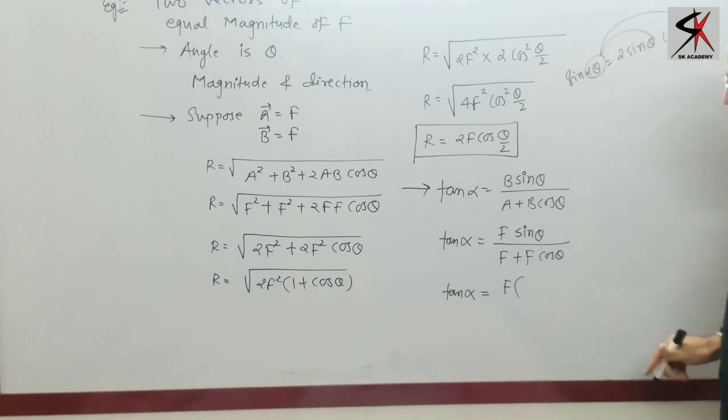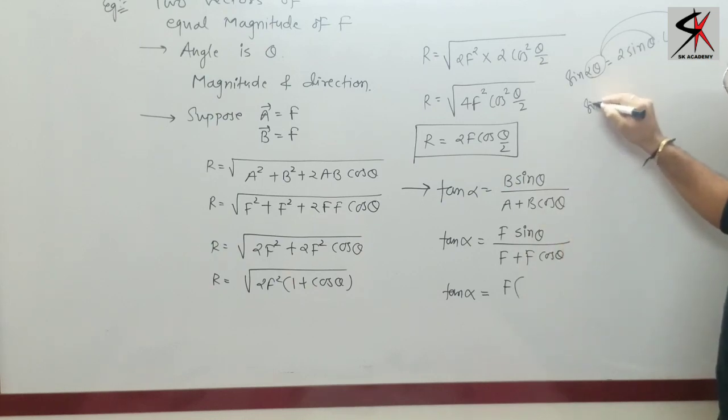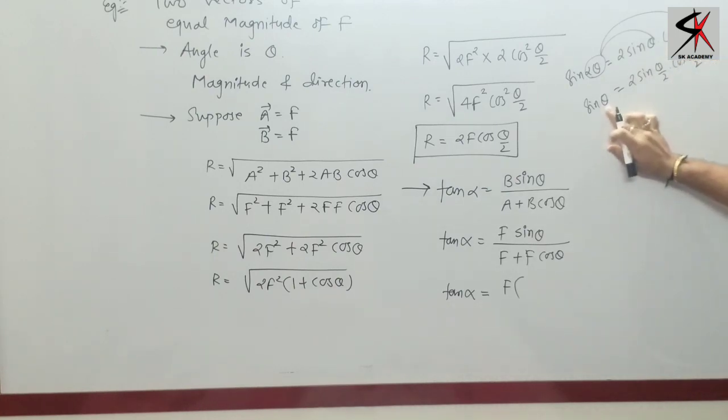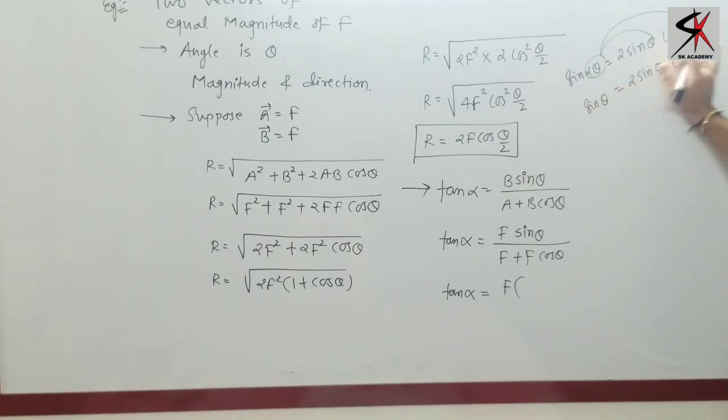Here you are given sin theta. If I have sin theta, then I will write 2 sin theta by 2 into cos theta by 2. If here theta, then I will write theta by 2, theta by 2. If here 2 theta, then I will write theta, theta. You have learned this equation, so we can write this.